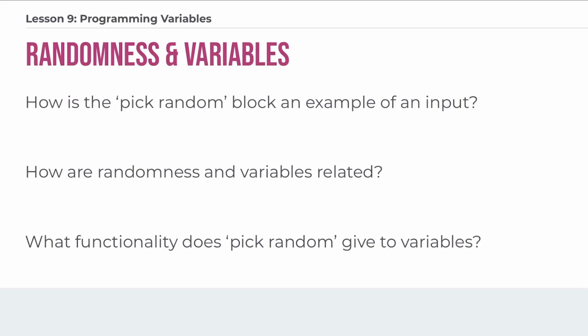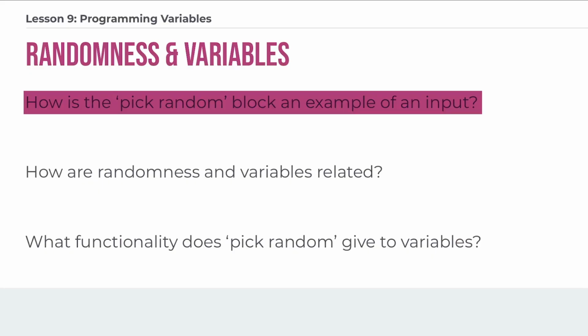All right, so a few things to discuss. First of all, how is the pick random block an example of an input? Well, you saw it. When we use the pick random block, we put it into one of the expressions or one of the commands in Scratch. And so it is input because we put it in. That's kind of a simplistic way of looking at it, but it does the trick.